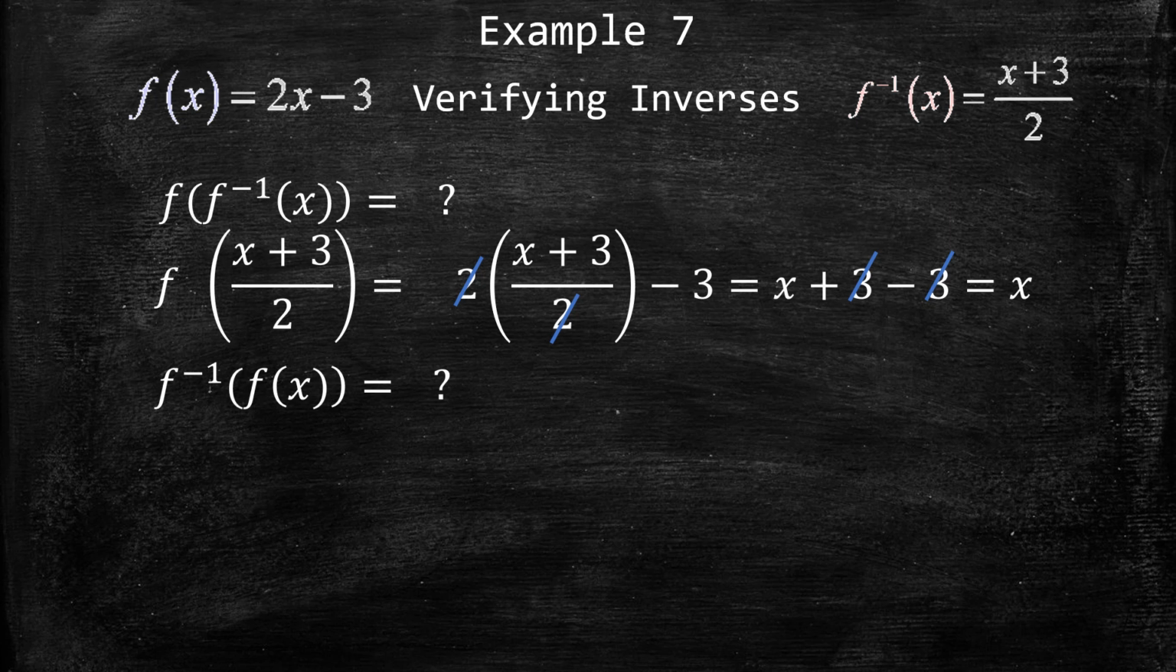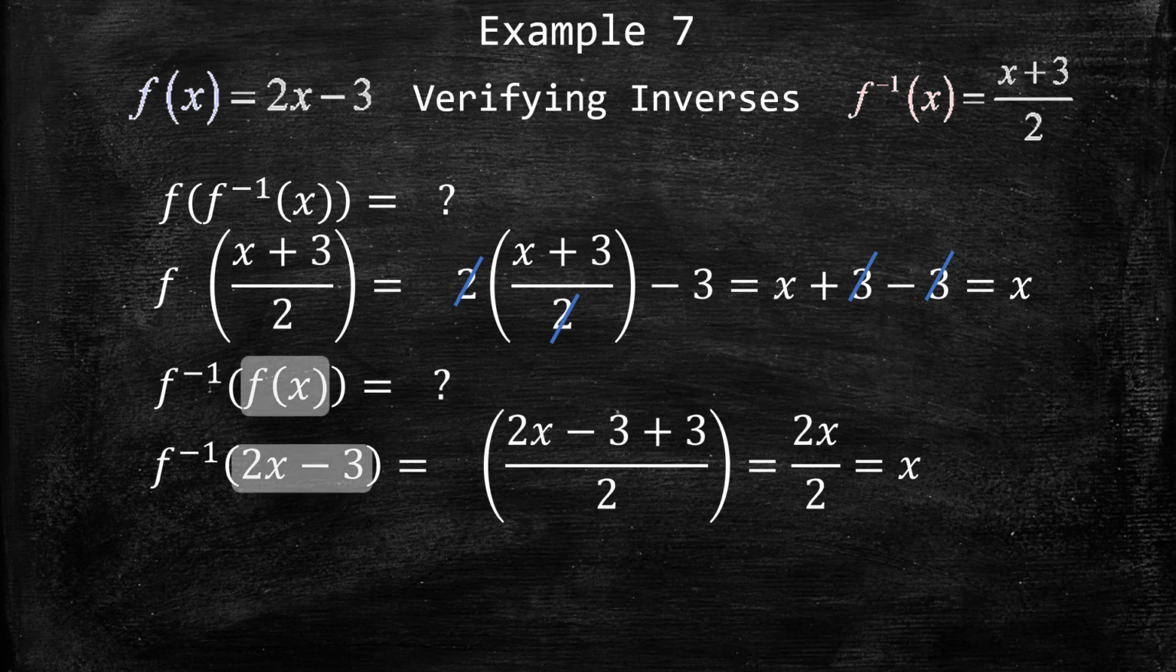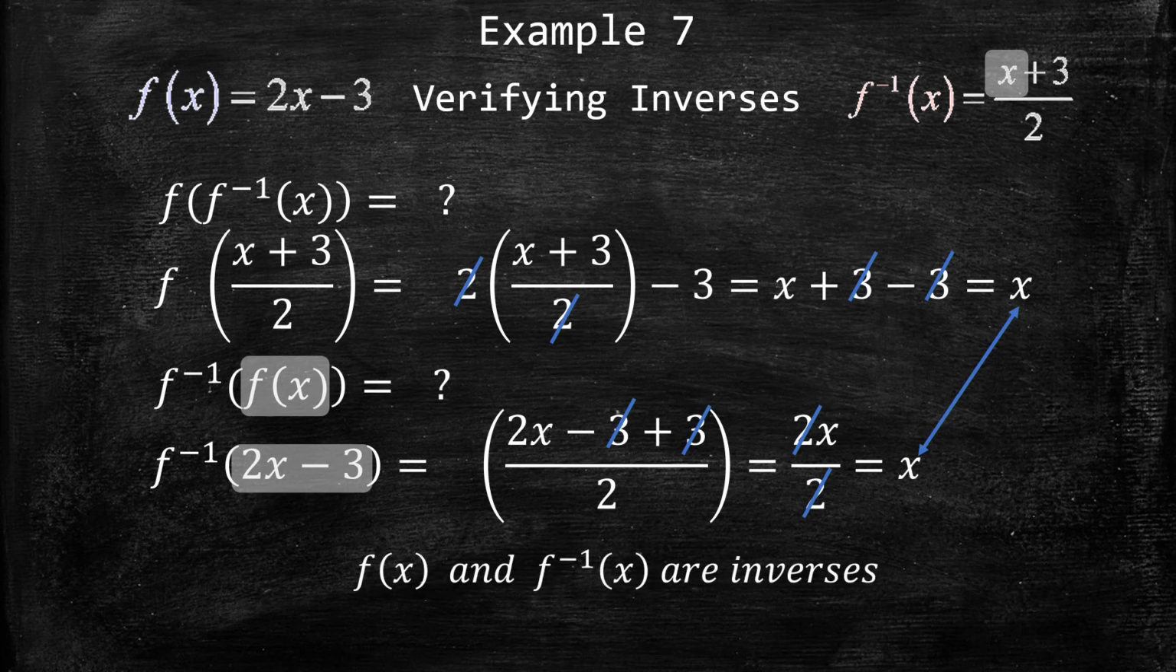Now we're going to do it the other way. So we started from inside. We replaced f of x by 2x minus 3. Then we went to the inverse and replaced that expression by x. After simplification, the answer is x. So we got x both ways. It means these two are inverses. Now we know they are inverses because we just calculated the inverse.